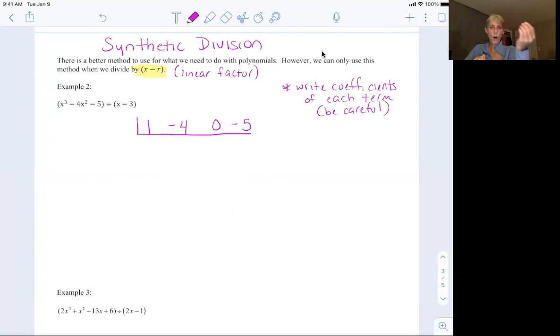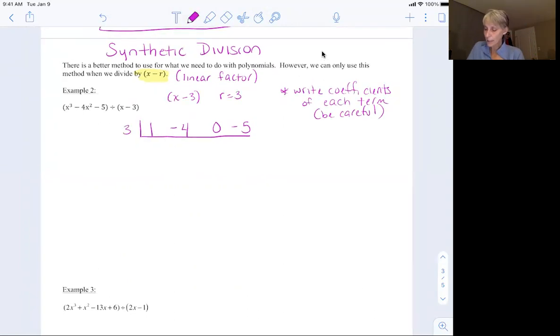Now I have to figure out what I'm dividing by. And we're kind of cheating, we're working backwards. So if my factor is x minus 3, I'm dividing by 3. My x-intercept is 3. So we're going to put 3 on the outside. Bring down the first number, don't do anything with that. Now I'm going to multiply on the diagonal. I don't know how to spell diagonal. I hope that's right. And we're going to add on the column.